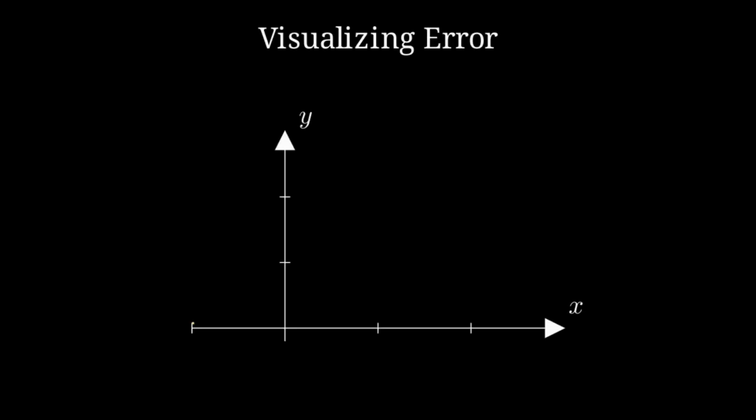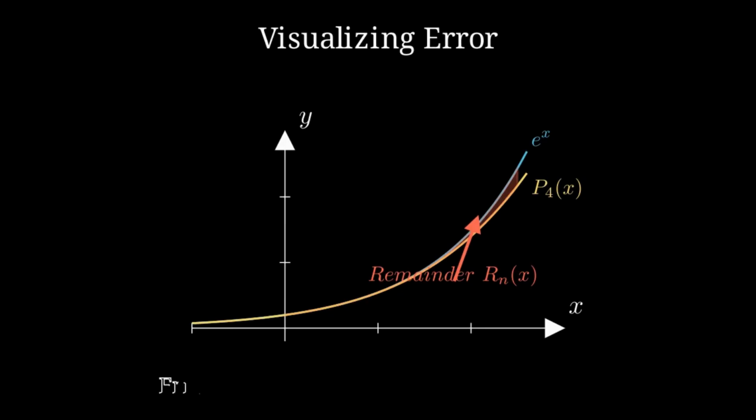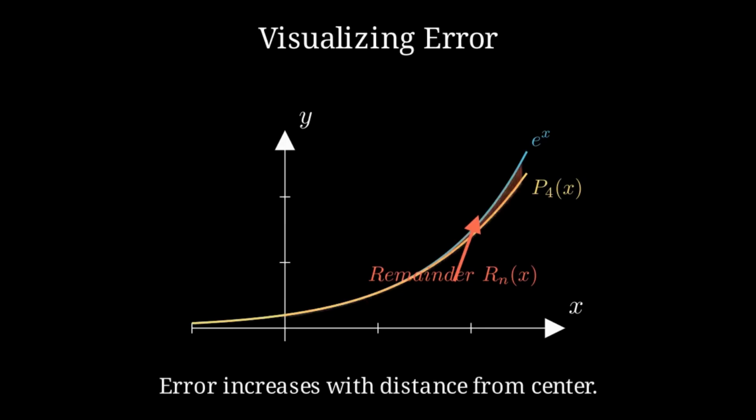The difference between the actual function and our polynomial is called the remainder or the error. Visually, you can see the red and blue lines eventually diverge. To minimize this error for values far from 0, we would either need more terms or a different center point.